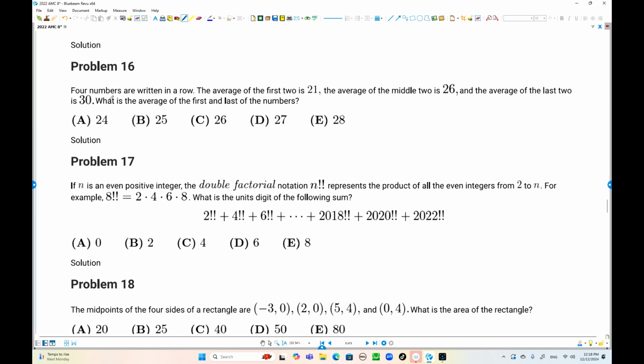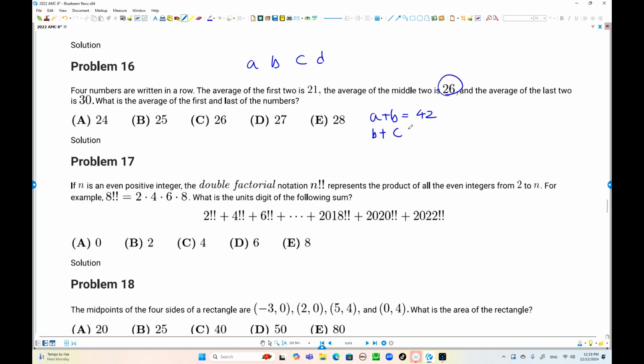Here is number 16. Four numbers are written in the way that the average of the first two is, we have four numbers, A, B, C, D. The first two, A plus B, equals twice the average. The average is 21, so A plus B is 42. The next is the middle two, right?